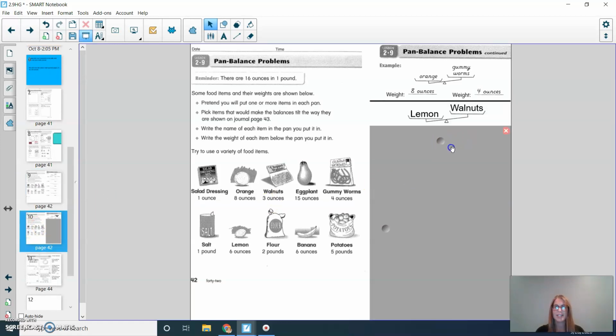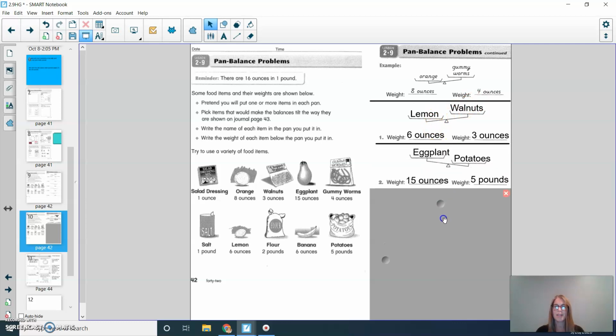All right, second graders. So for my first one, I chose lemons, which were 6 ounces, and walnuts, which were 3. I know that 6 ounces would be heavier than 3 ounces. Then for my second one, eggplant was 15 ounces and potatoes were 5 pounds. Well, a pound is going to be more than an ounce, and so 5 pounds is heavier than 15 ounces.